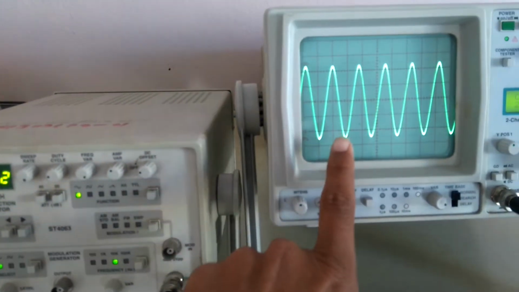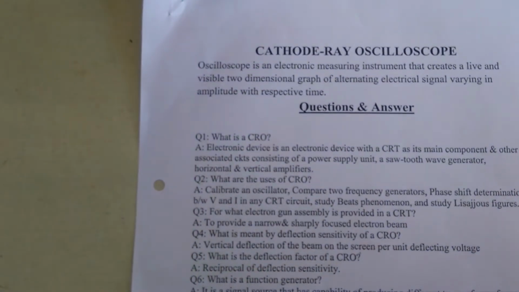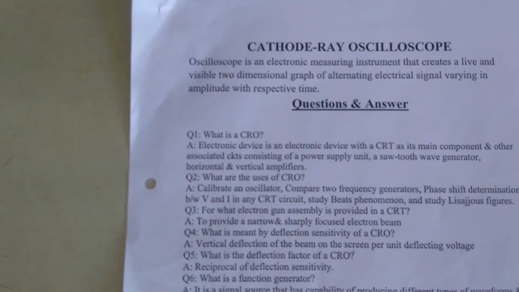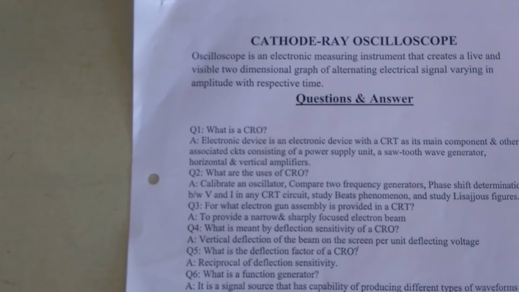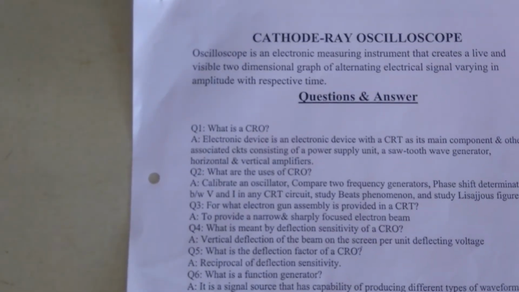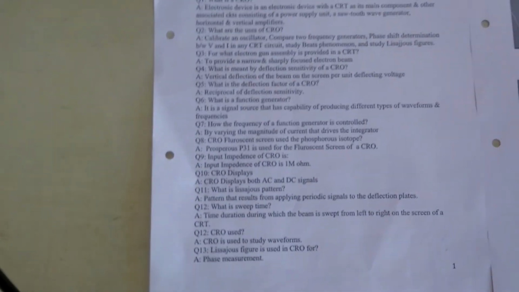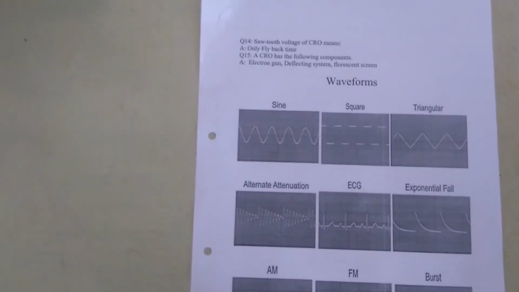We are getting the sine waveform on the CRO, which is the cathode ray oscilloscope. What is a cathode ray oscilloscope? A cathode ray oscilloscope is an electronic measuring instrument that creates a live and visible two-dimensional graph of alternating electrical signals varying in amplitude with respect to time. Here is a short question and answer for you to have a look at.